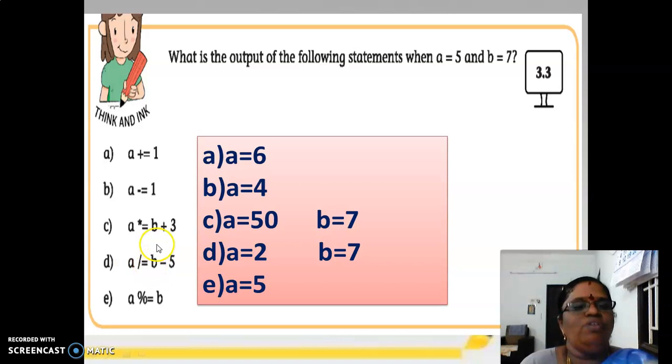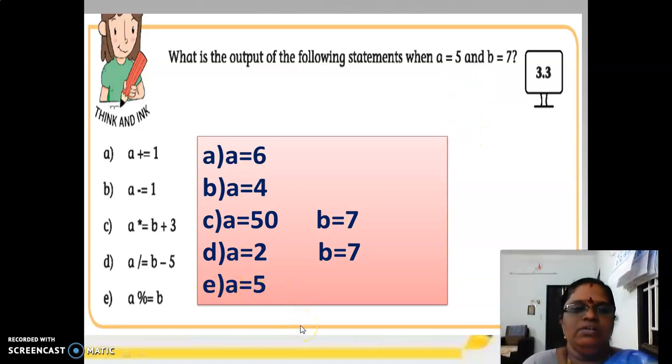And here A is equal to A divided by B minus 5. So B minus 5, 2. 5 divided by 2, it's 2, right? So A becomes 2 and B becomes 7. So A is equal to A modulus B. What is the modulus? Modulus means the remainder, right? Not quotient, remainder. So 5 divided by 7, the remainder is 5. So A is equal to 5.